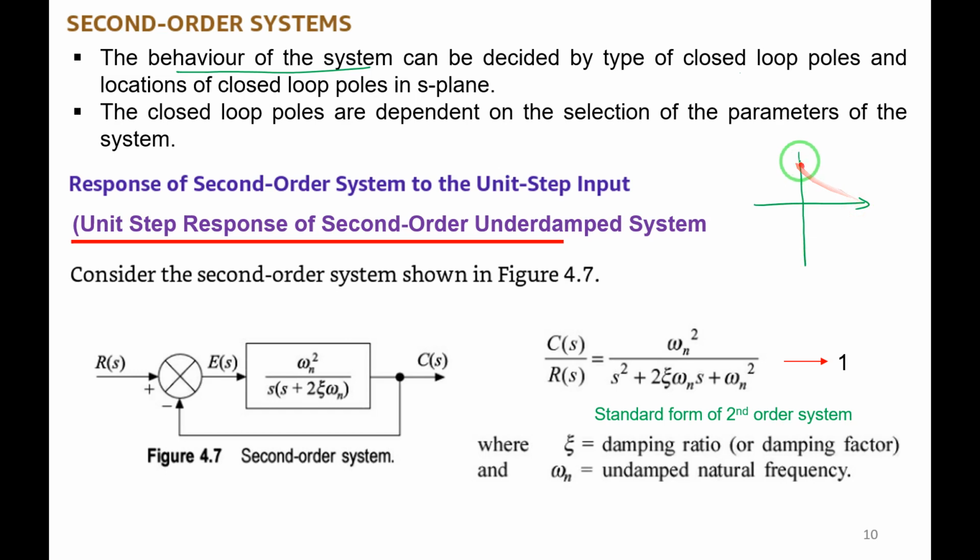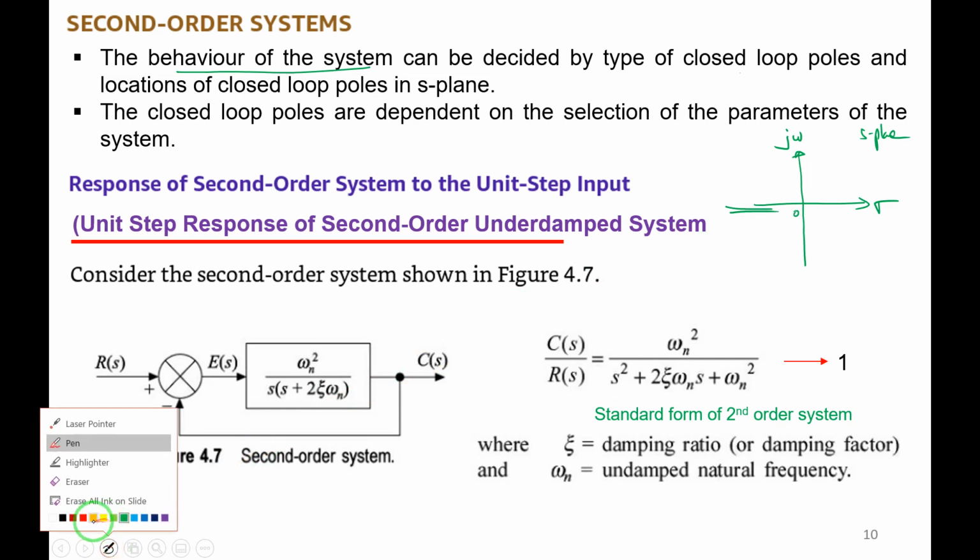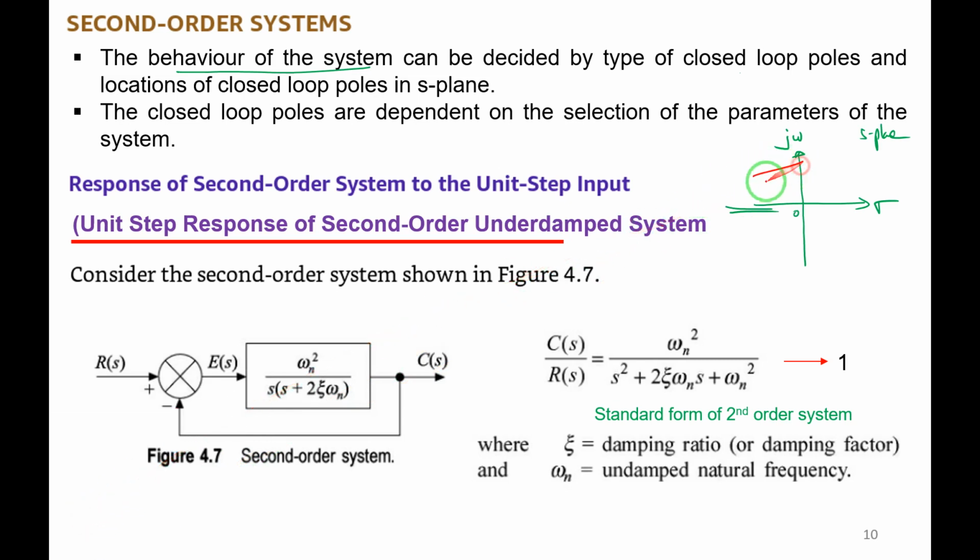The S plane is a complex plane. Sigma is the real axis, and j omega is the imaginary axis. I can divide this S plane into two parts, the left half of the S plane and the right half of the S plane. Let me change the ink color. The left half of the S plane I will draw here in red. These are the poles which are lying on the left half of the S plane, and I will change to another color for the right half of the S plane, like this.